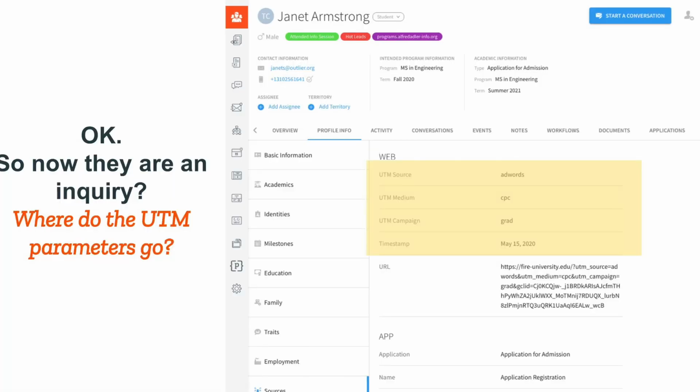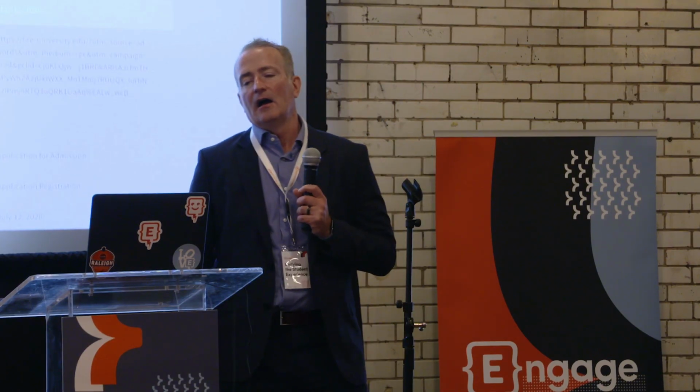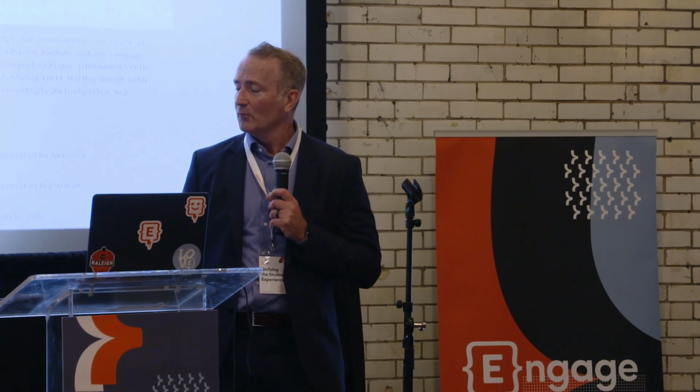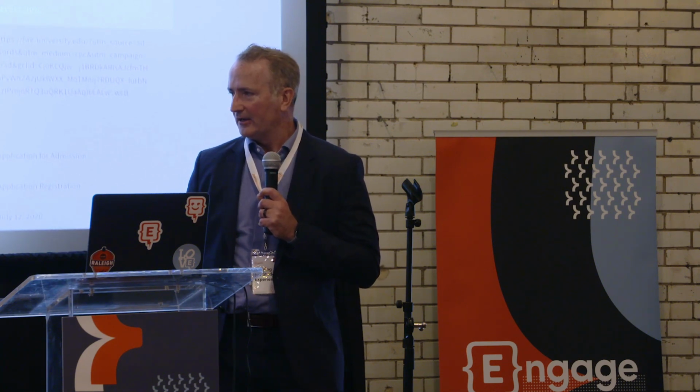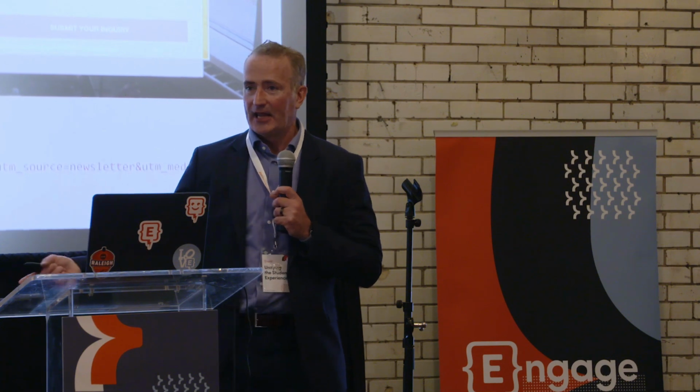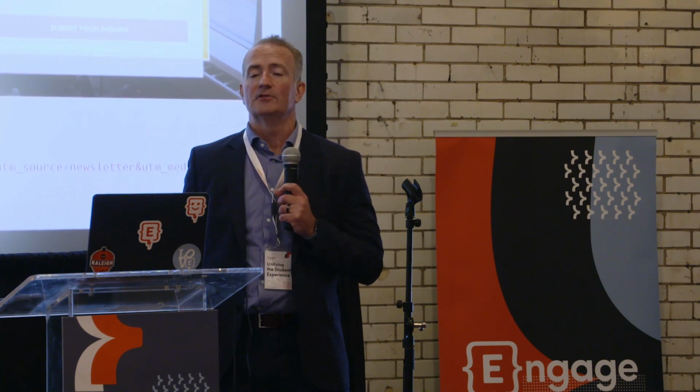So where do these parameters go? They're in each user's profile. If you look under profile info, they'll appear there so you'll know when you're talking to someone, or you can query and create segments based on these, which individuals came from what efforts. And when your president or dean asks you at the end of the year, where was your marketing spend? You can actually let them know and be able to track it yourself, which is important.